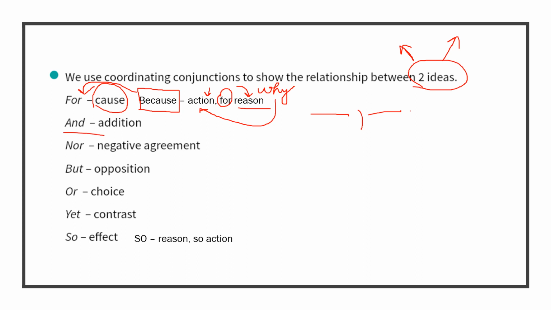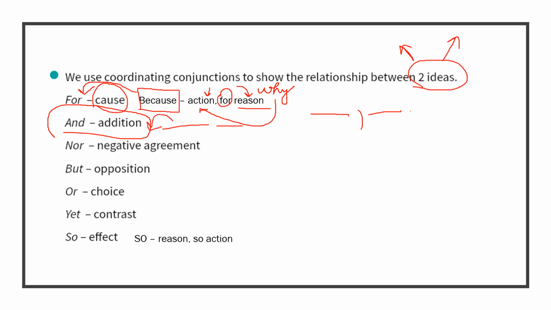Next is and. And means addition, to add to an idea, to add more to something. I would like to eat bread and go out to school. Or I would like to finish the work first and then do something. So this is when we are adding on to the information.